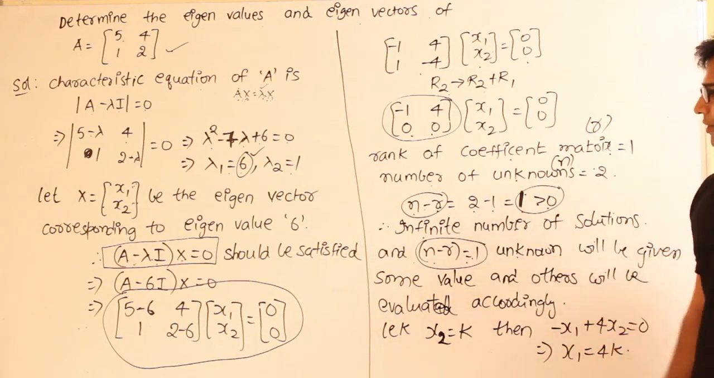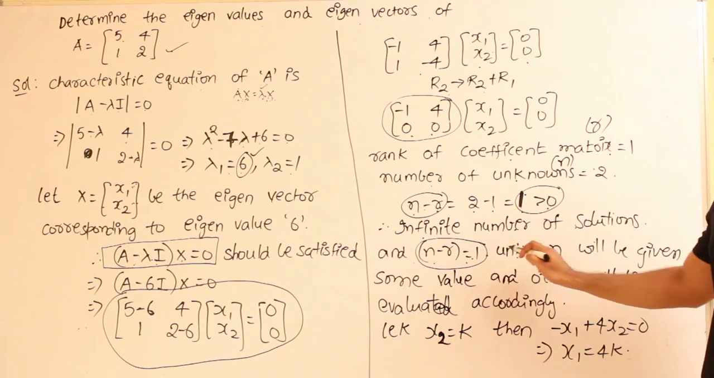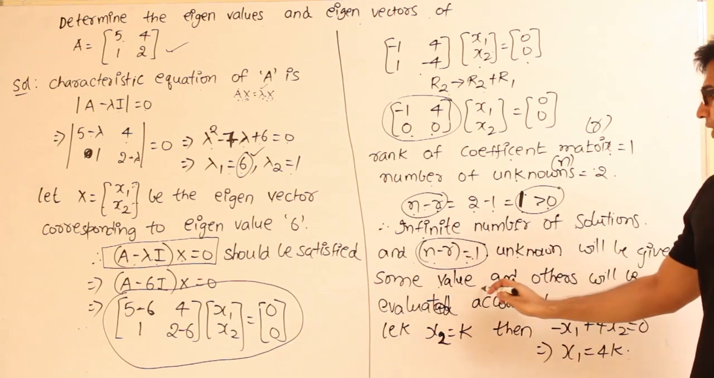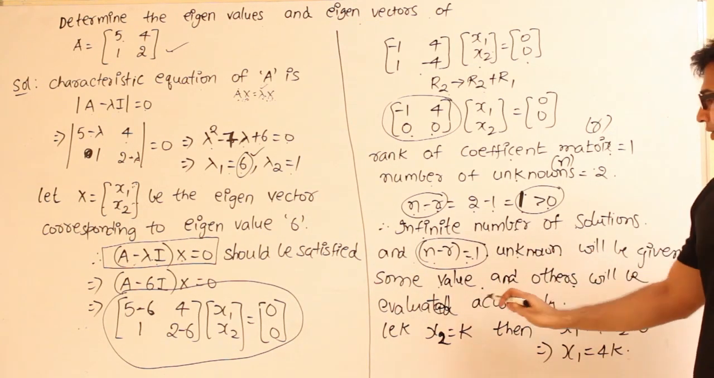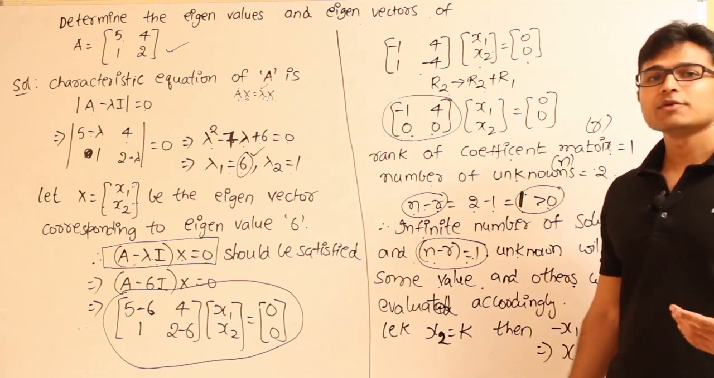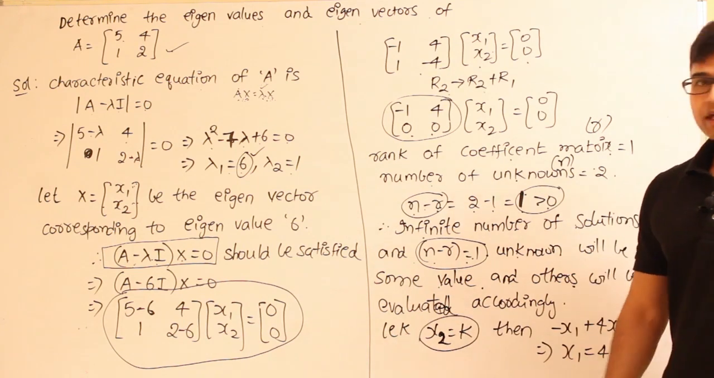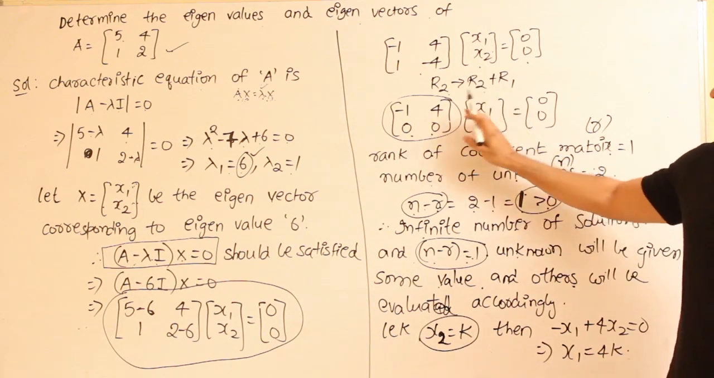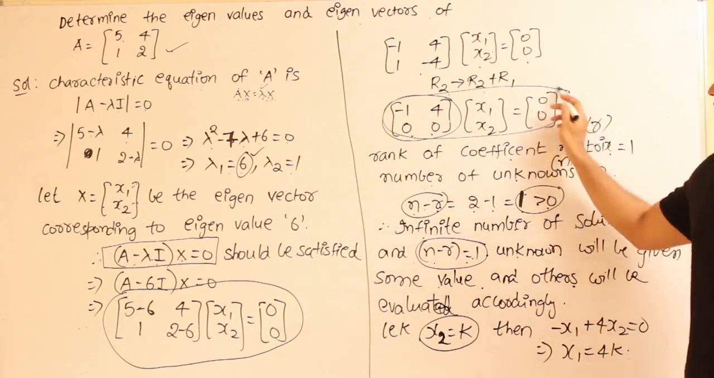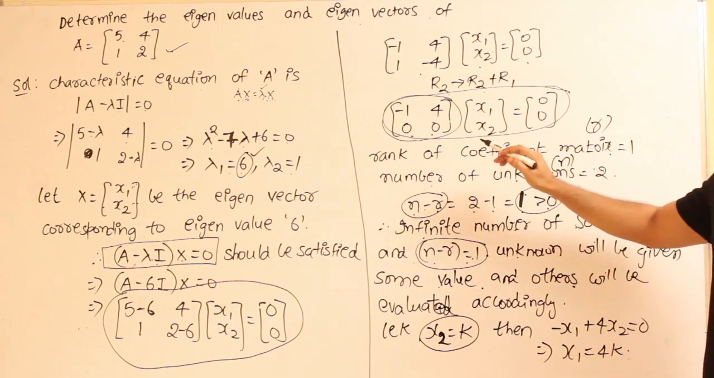Okay, here in this case n minus r happens to be 1. Therefore, one unknown will be given some value and the others will be evaluated accordingly. Some value means some initial value. So I am assuming that, let me give x2 equal to k. So from this one we clearly see that we get only one equation.